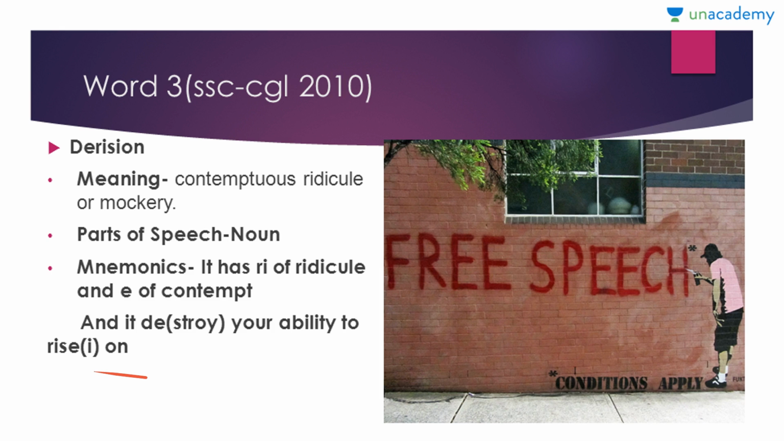If you deconstruct the word, if you break the word, it's de-rise on. So it's something that will not let you rise on. You see the connection? It's something that will not let you rise on, something that will pull you back down, something that will not let you show your potential. So de-rise on, what can be that something? That something can be contemptuous ridicule or mockery. So derision is a word that will not let you rise on. So that is how you can learn this word and the meaning of the word, because ridicule is something that we are all afraid of.